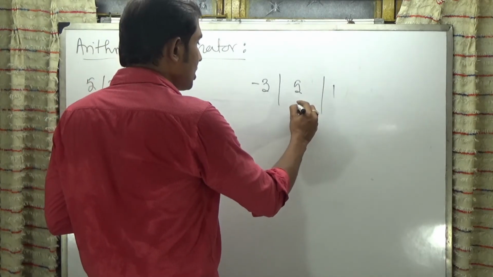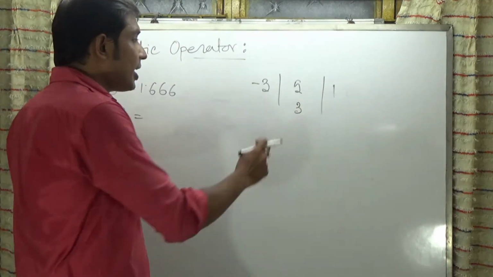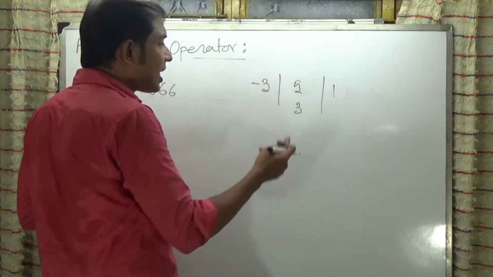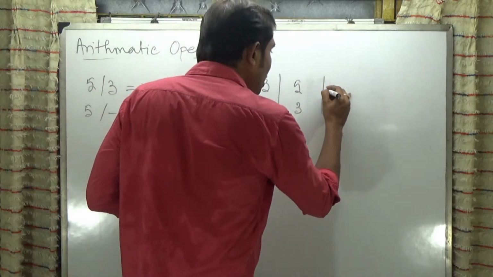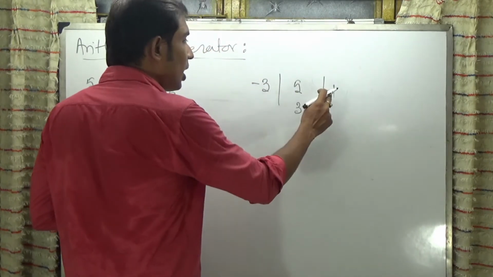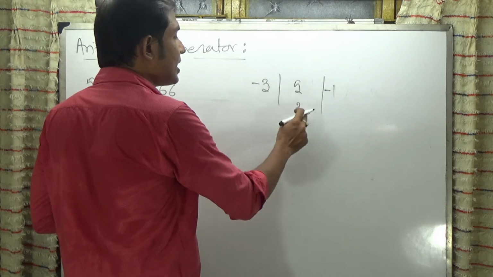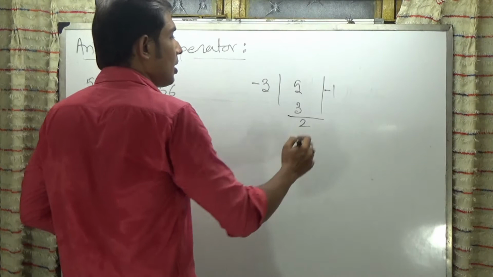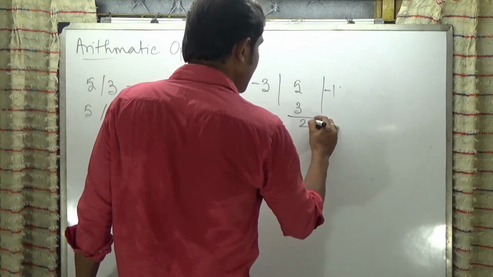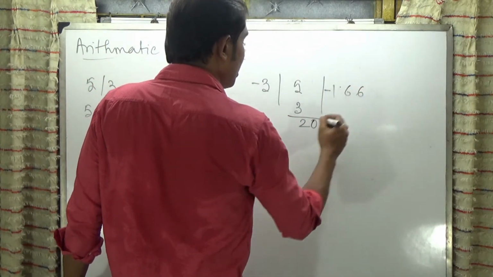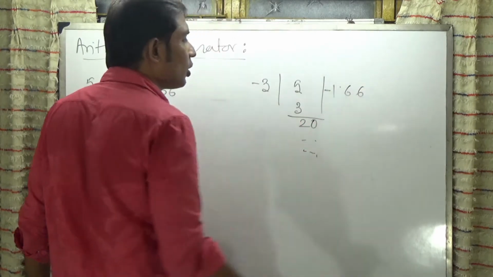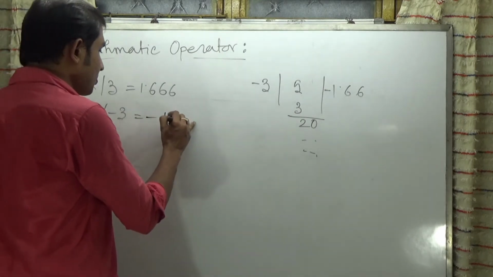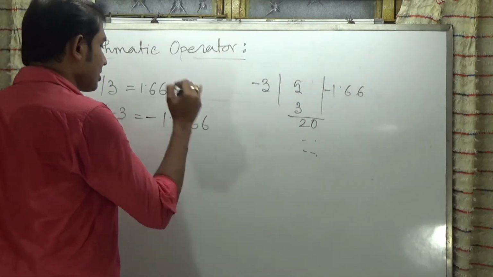So the result becomes -3, but here the sign is plus. To make the 3 positive, we put an extra minus sign here. So after multiplying, this minus becomes +3. So the remainder is 2, and continuing this way we get 1.6666 like this. So the result for this expression is -1.666 like this.